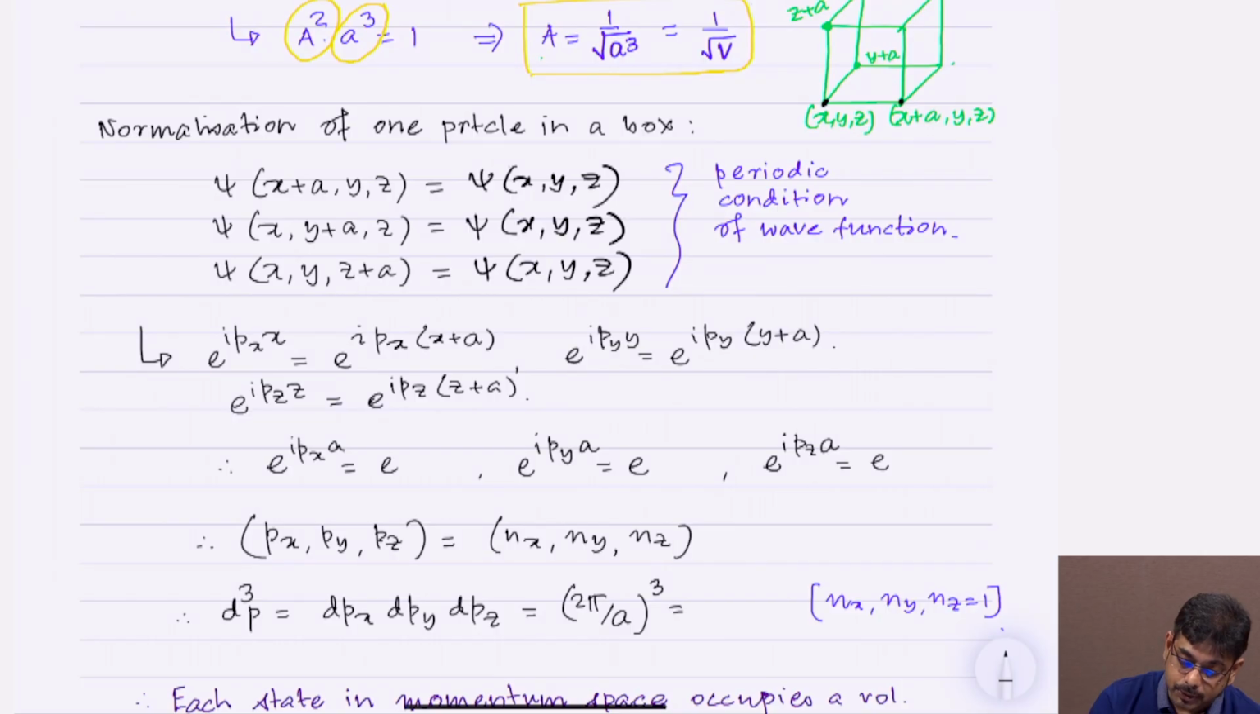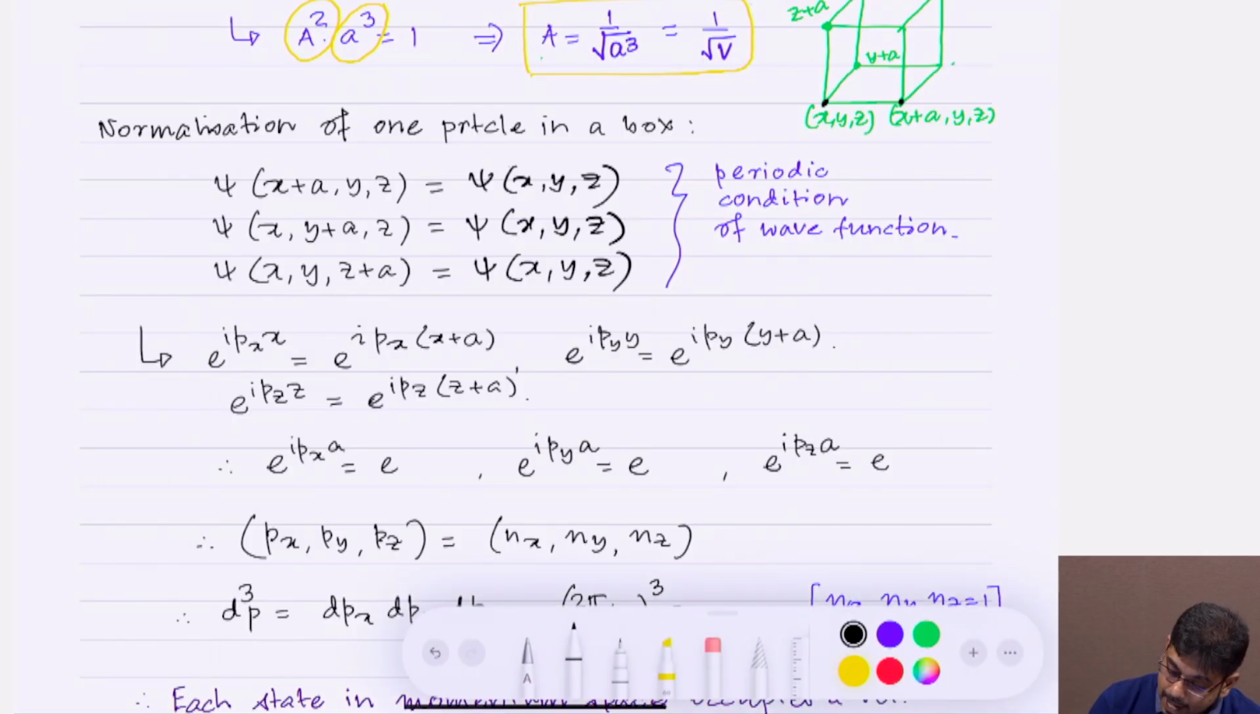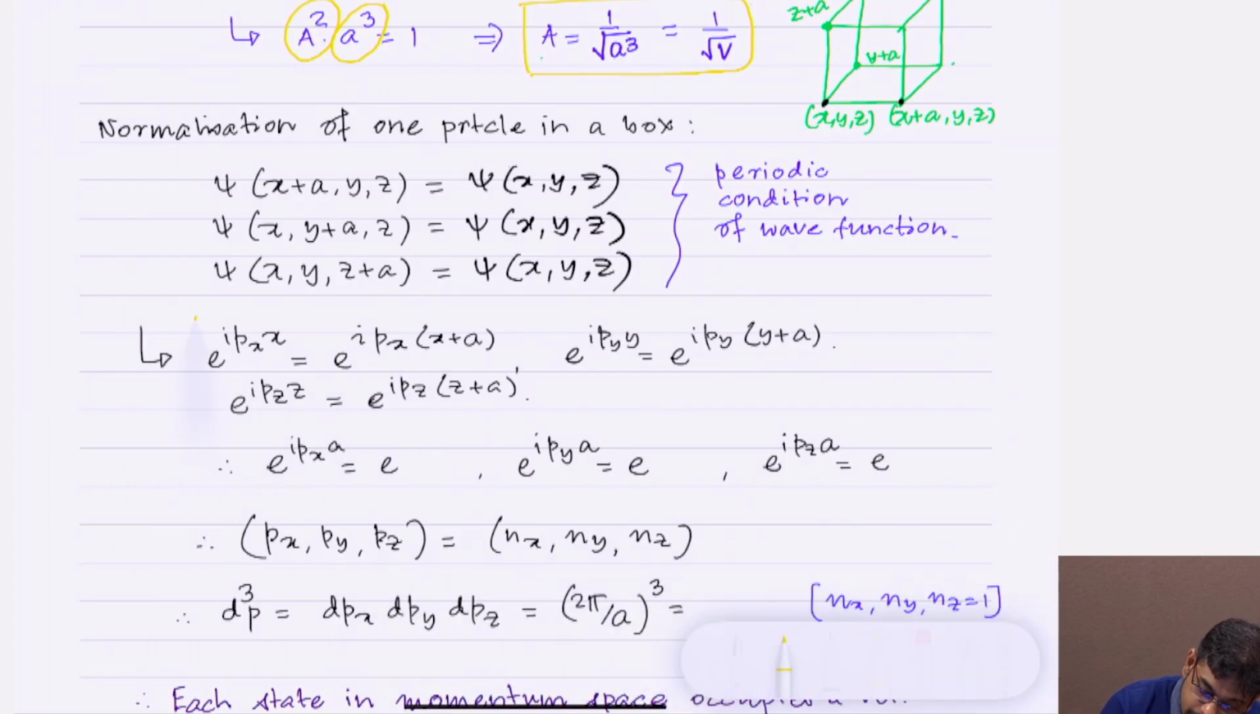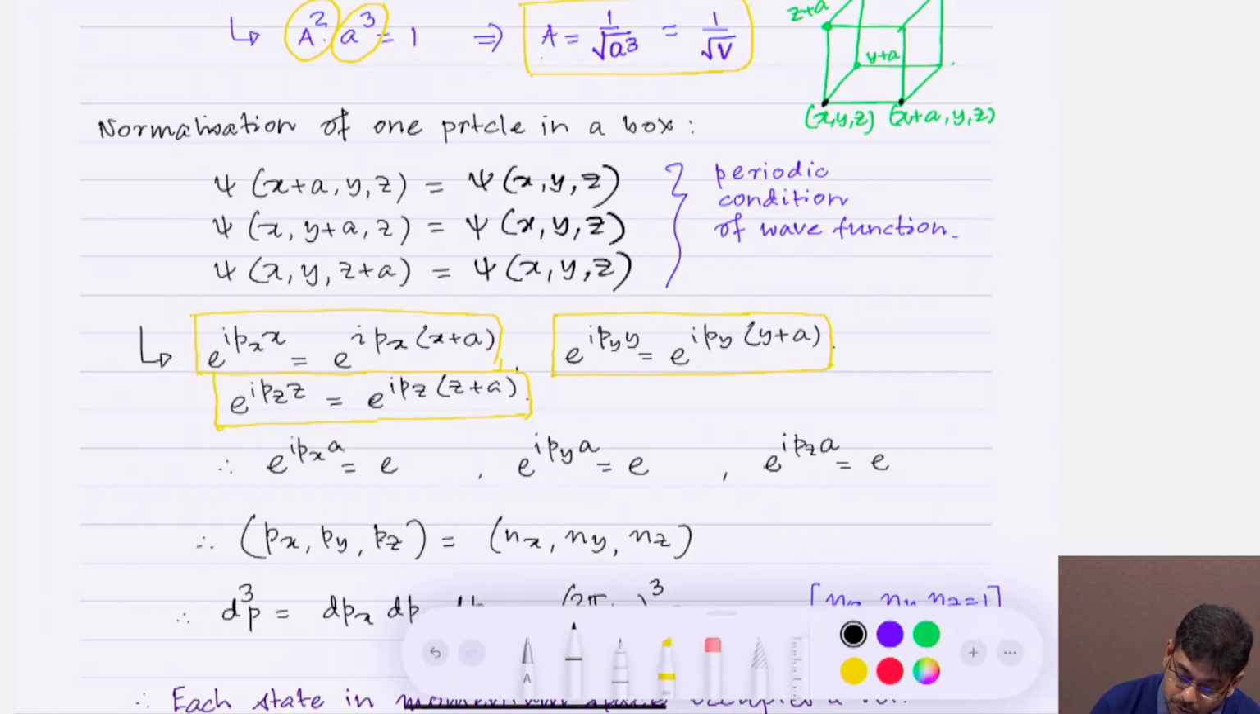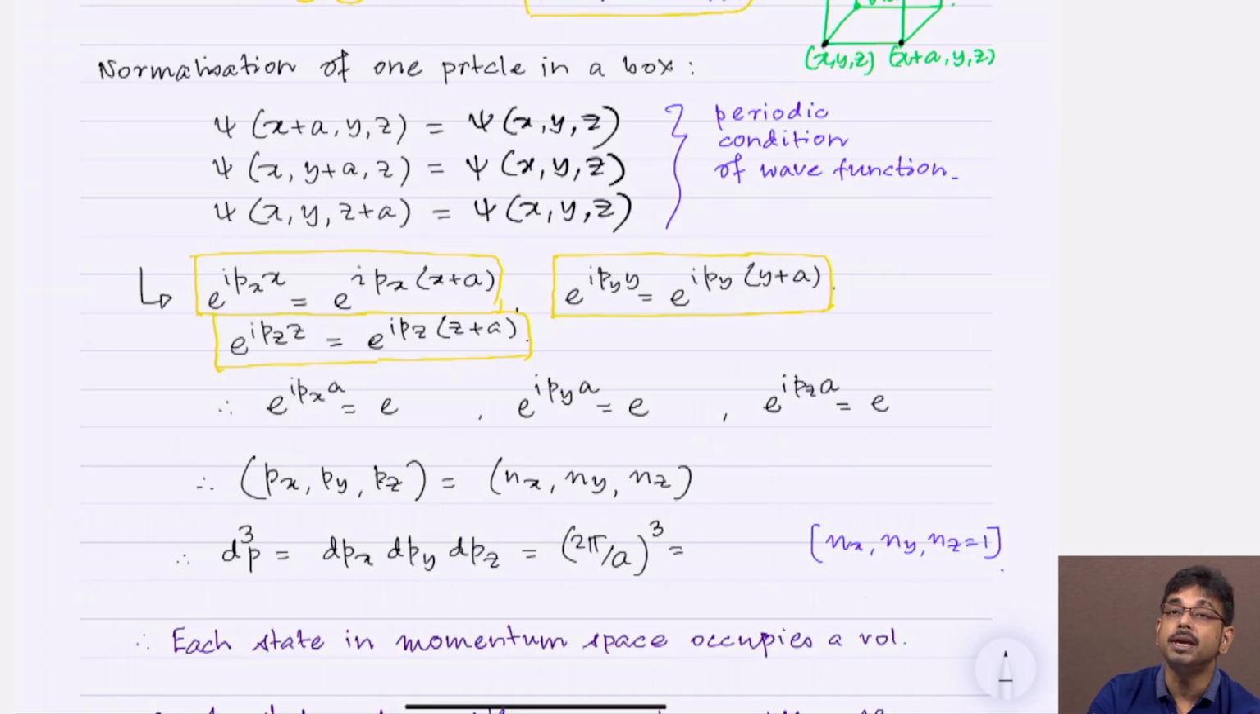So, this periodicity which we have imposed basically tells me that e to the power i p_x x must be equal to e to the power i p_x (x plus a), correct? Similarly, I must also say that e to the power i p_y y must be equal to e to the power i p_y (y plus a), and similarly e to the power i p_z z must be equal to e to the power i p_z (z plus a), and this tells you that e to the power i p_x a must be equal to 1.